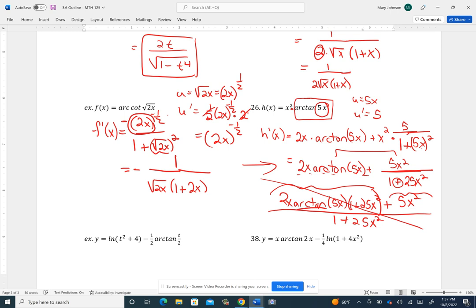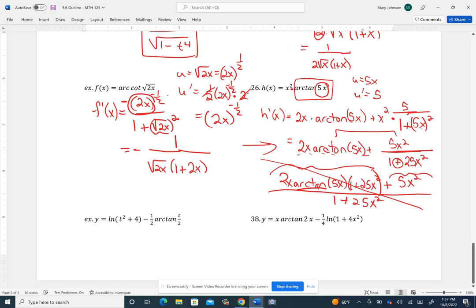All right, so that was one involving the derivative of arctangent, but we also had to remember how to use the product rule. All right, let's look at this one.